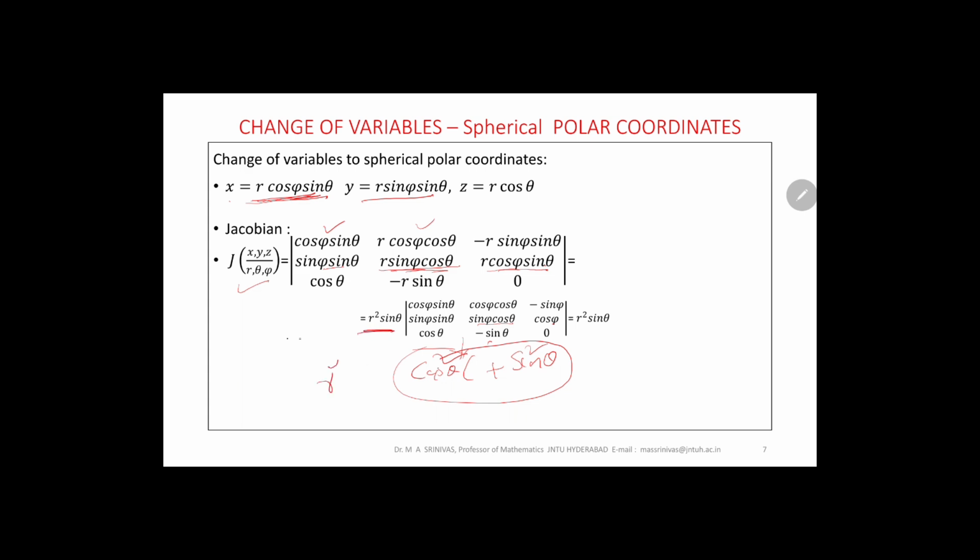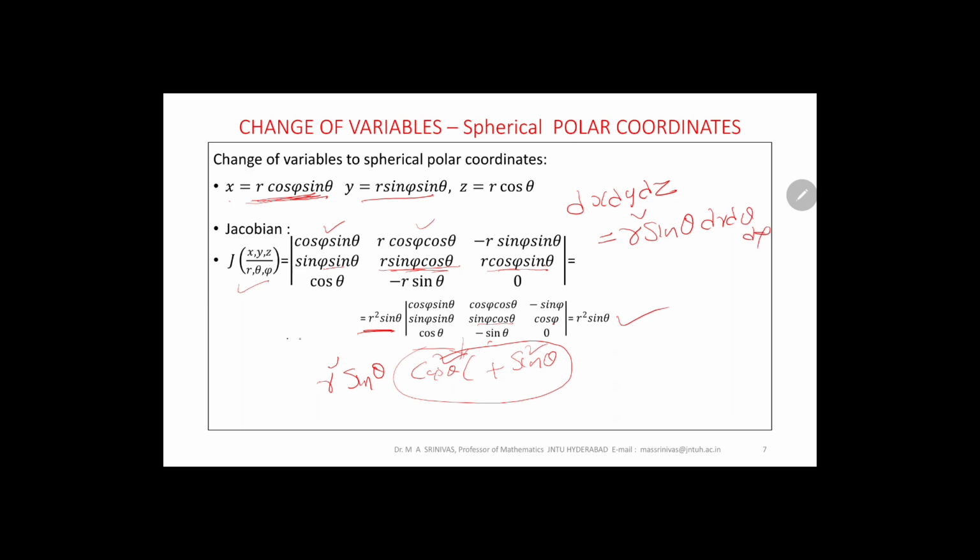Prior to that, I have r square sin theta. If I multiply this, ultimately I'll get r square sin theta. Therefore, the Jacobian of xyz with respect to r theta phi is r square sin theta. Therefore, while evaluating triple integrals, wherever you have dx, dy, dz, or dz, dy, dx, or whatever it may be, the product of these three is to be replaced with, remember, r square sin theta dr d theta d phi.